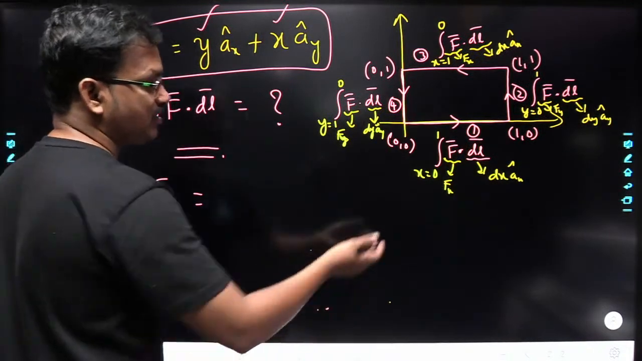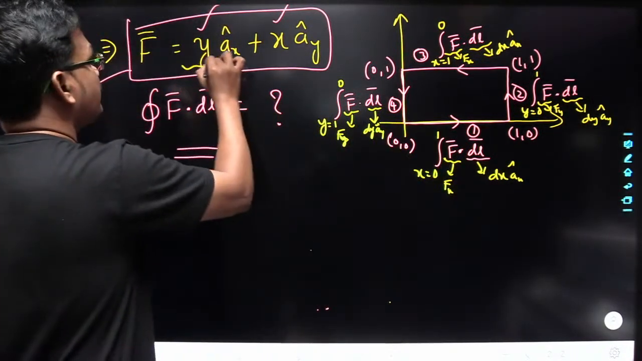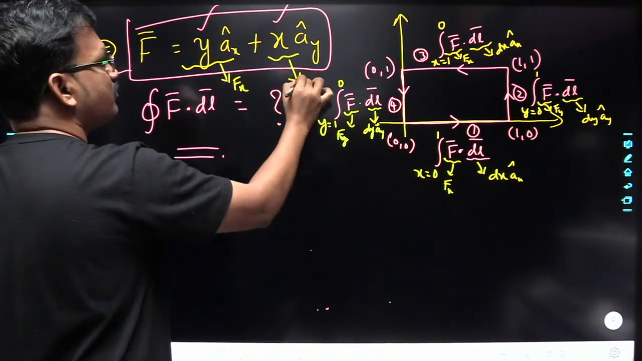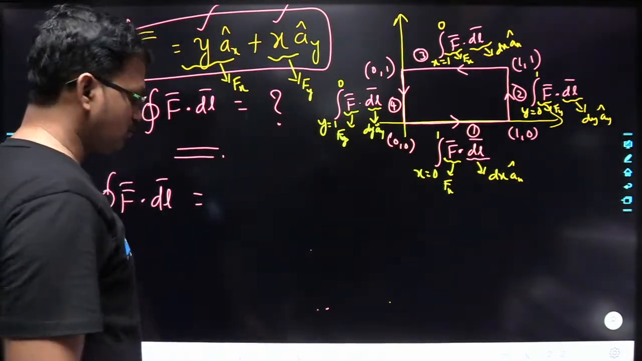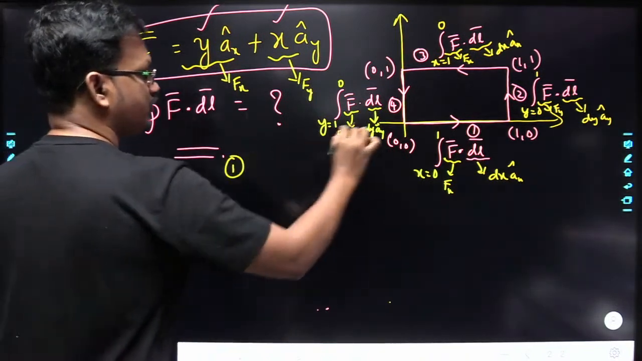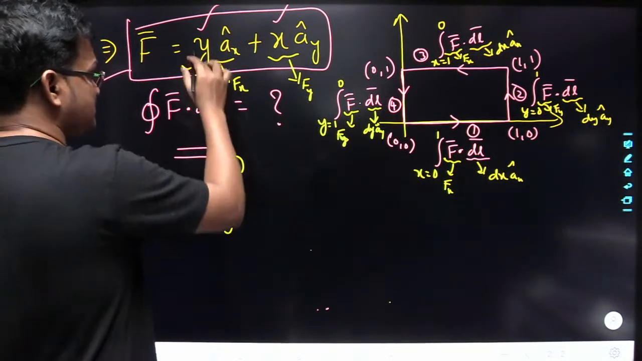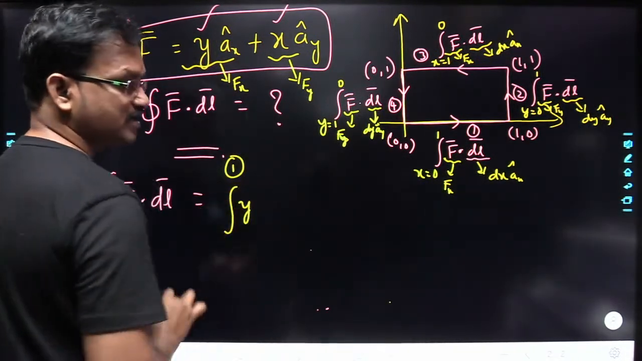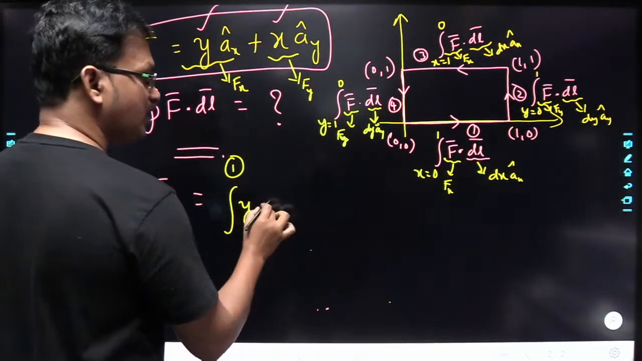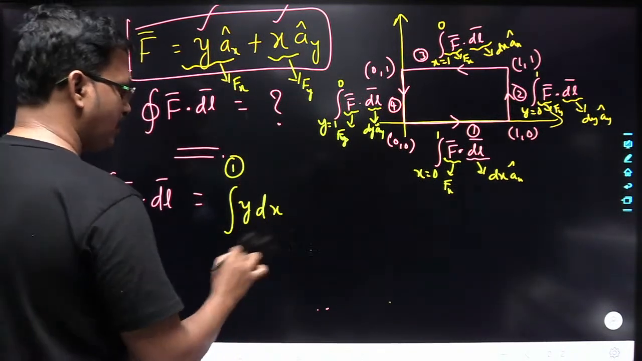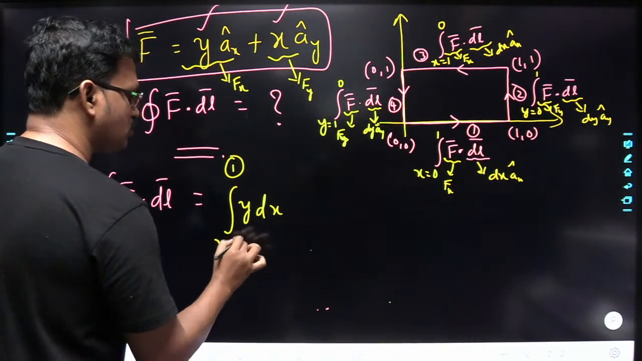It is very simple here now. This is x component, and this is y component. Now do it here. So if you do it from here to here, what are you going to get? The integral: x component is y into dx, yes or no? Y into dx. Now x is ranging from where to where? 0 to 1.